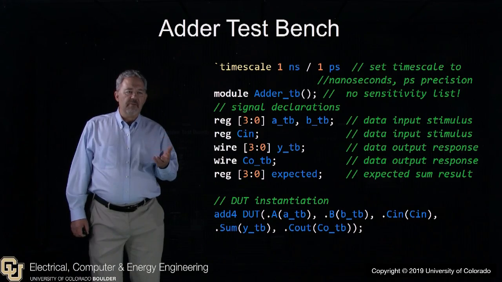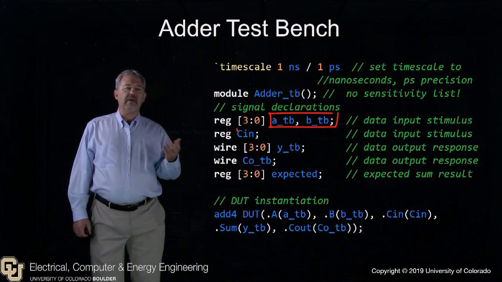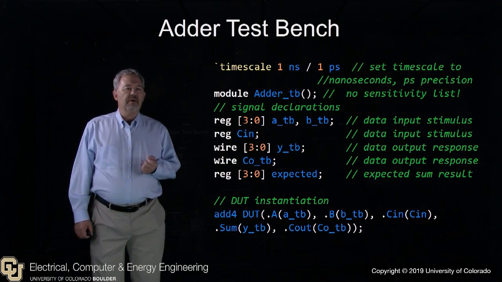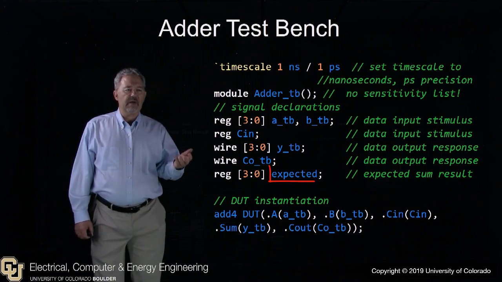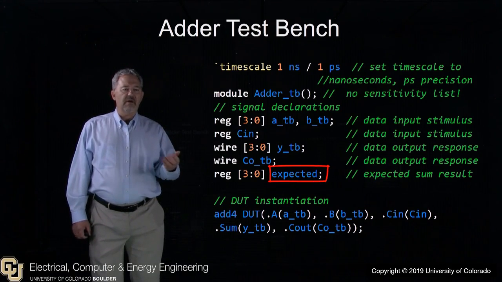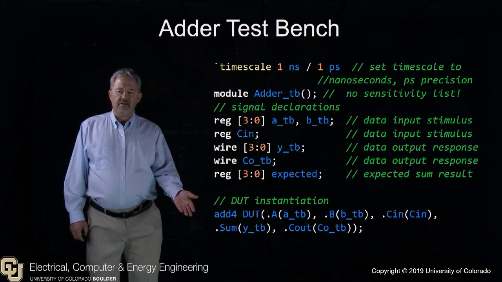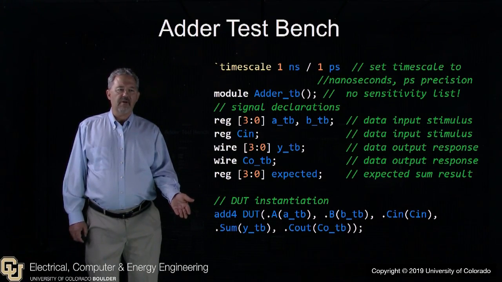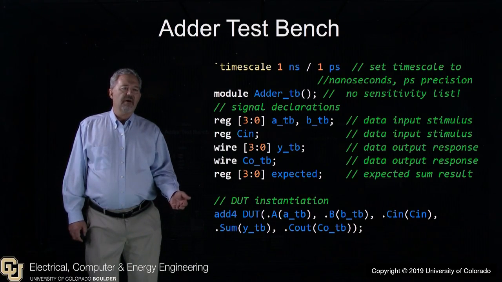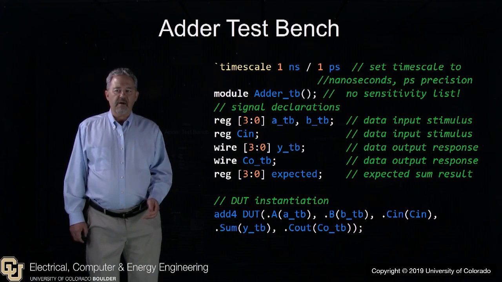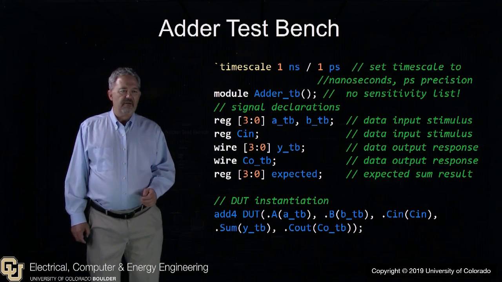We have the usual input signals for an adder, two numbers and the carry in, with sum and carry out outputs. We've added an additional signal, expected, to provide the reference result, which we will compare the output to once the simulation is complete. Then there is the instantiation of the adder circuit. This instance is labeled DUT, or device under test. You may also see UUT, or unit under test, or other labels for the instance of the unit under test.